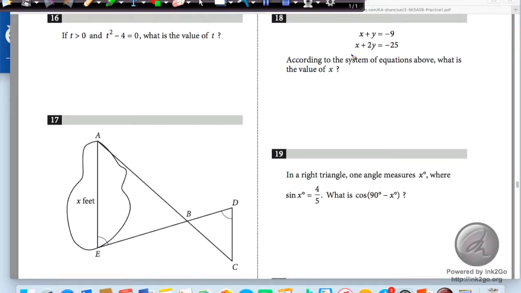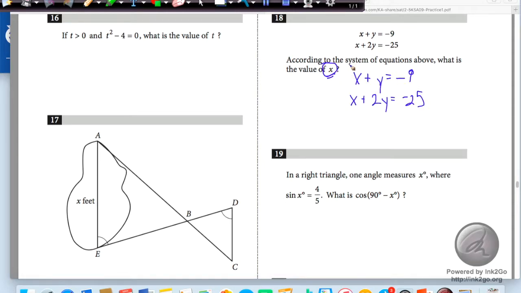It appears as though I have a system of linear equations problem. It says, according to the equations above, what is the value of x? Now, as we previously discussed in the other video, whenever it asks you to solve for x, you want to do your best to immediately eliminate y. If I want to eliminate y, then I'll have x plus y equals negative 9, and then I'm also going to have x plus 2y equals negative 25.